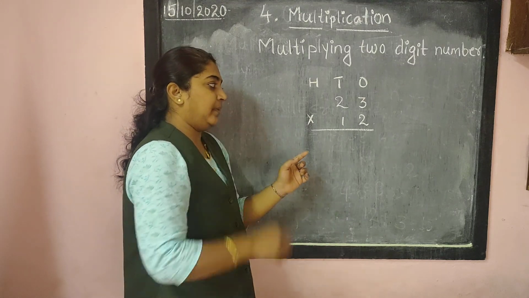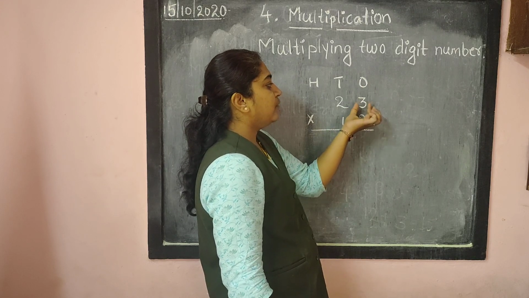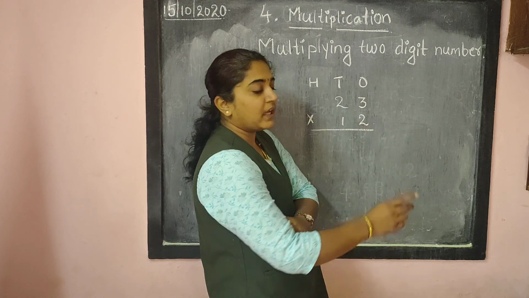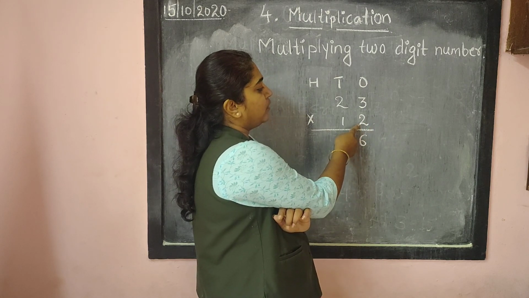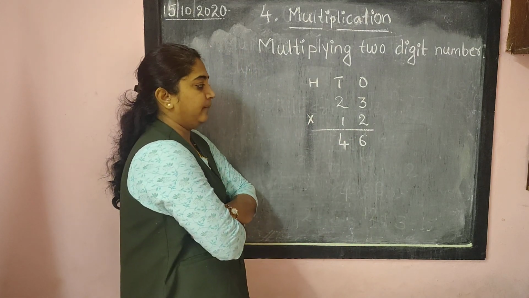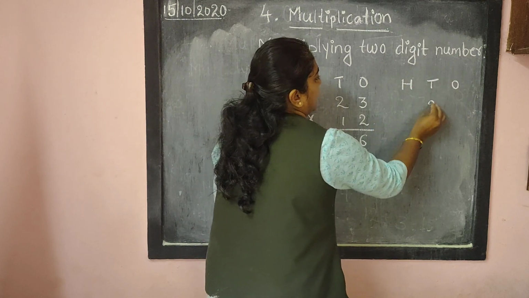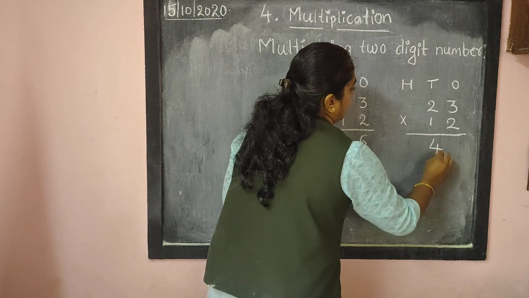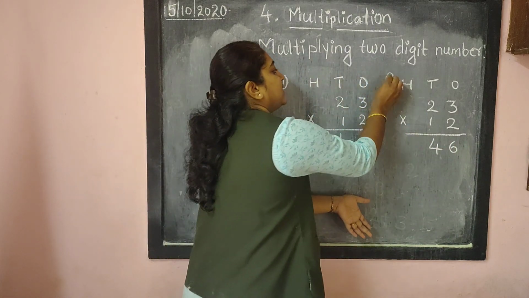See, what is step number 1? Start from the ones place. 2 multiply with the first number. Next, 2 multiply with the tens place. 2 3s are 6. Next, 2 2s are 4. Okay, this is step 1. Next, there is the hundreds place, tens place and ones place. 23 into 12. This is step 1, this is step 2.